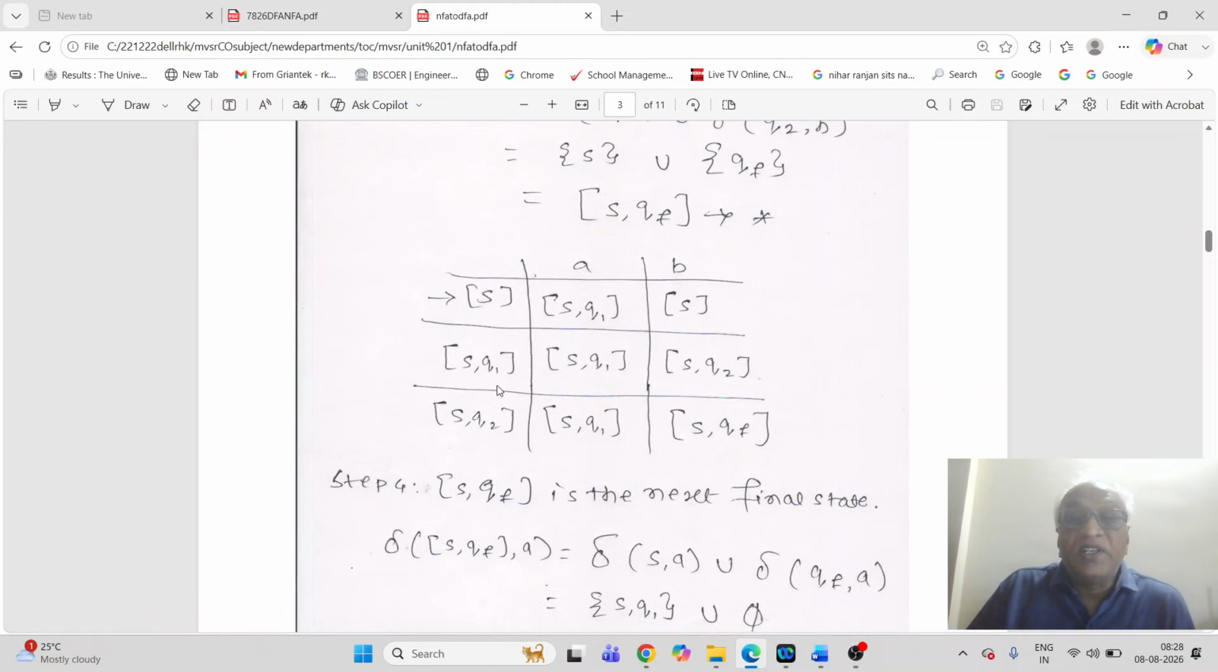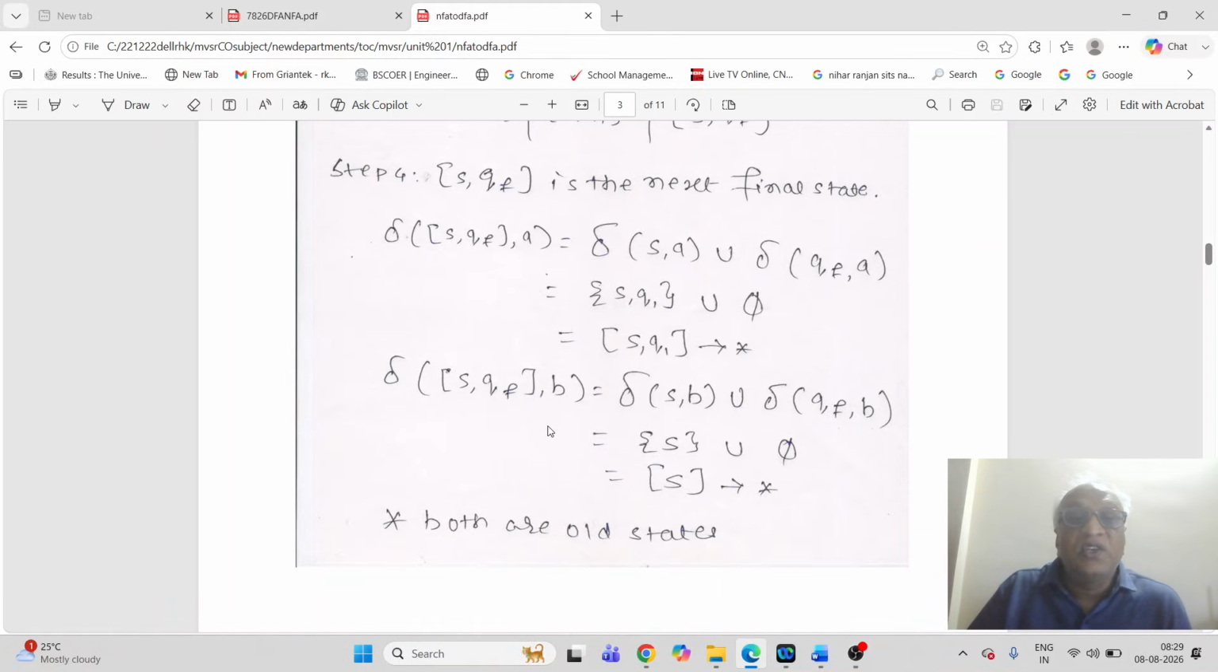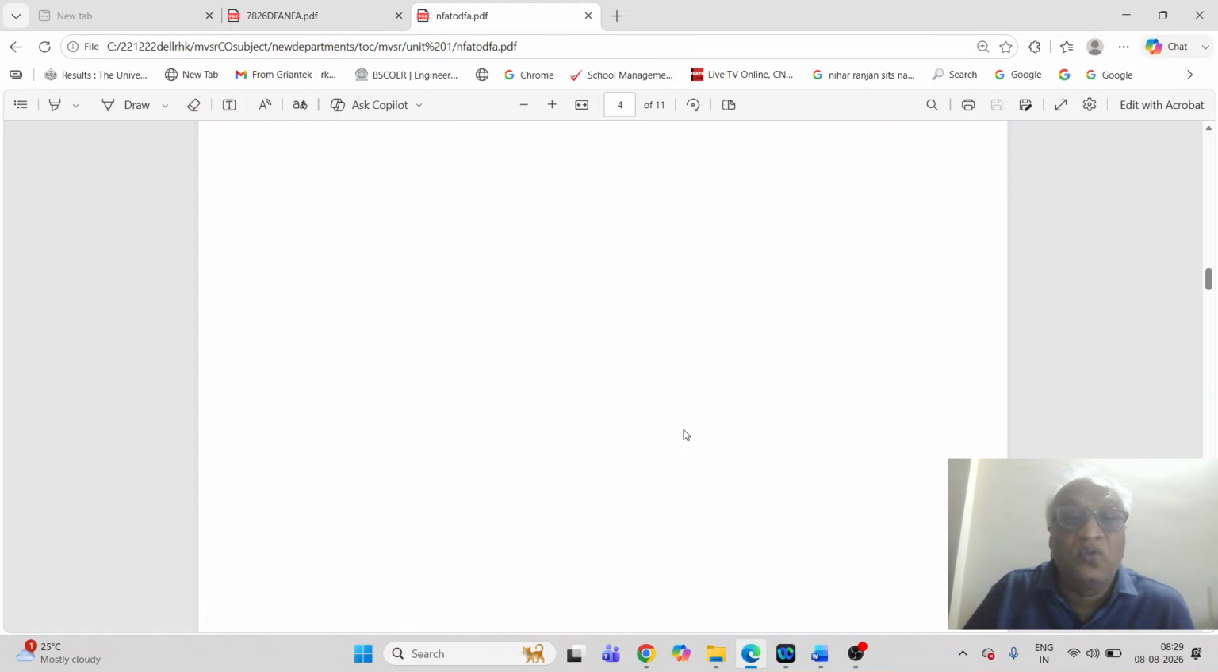Now what is the next state which is not present? The next state which is not present is S comma QF. So delta of S comma QF comma A will be delta of S comma A union delta of QF comma A. S comma A is S comma Q1 and QF comma A is null, phi. And S comma QF comma B is delta of S comma B union delta of QF comma B, leading to S union phi, leading to S. So if you look at this result, the result of the first transition is S comma Q1, which is an old state, and the next transition is S, which also is an old state. So both are old states now.